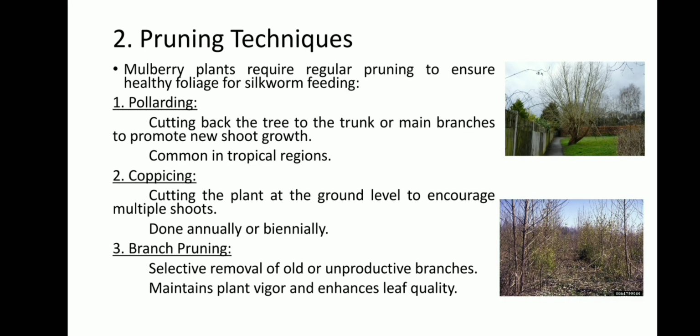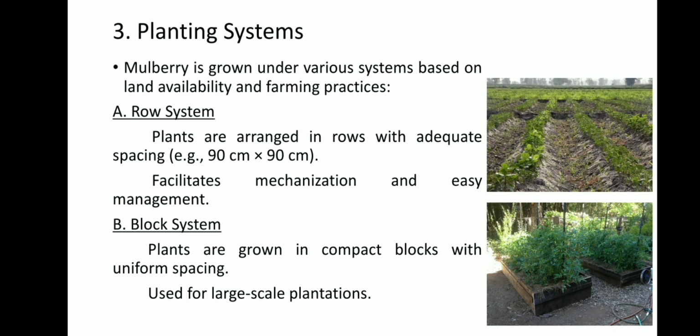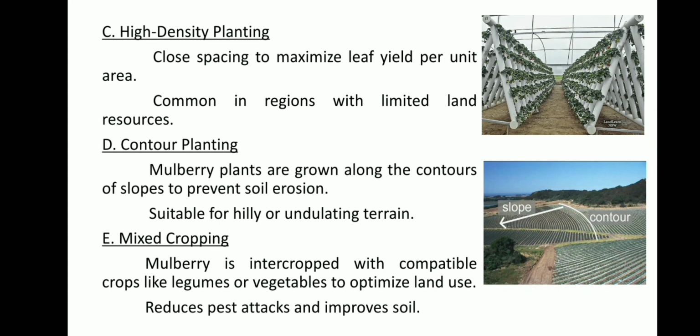Then pruning techniques. Mulberry plants require regular pruning to ensure healthy foliage for silkworm feeding. There are 4 types of pruning techniques. They are pollarding, coppicing, branch pruning and shoot pruning. Then planting systems. Mulberry is grown under various systems based on land availability and farming practices. There are 5 types of planting systems. They are row system, block system, high density planting system, contour planting system and mixed cropping system.